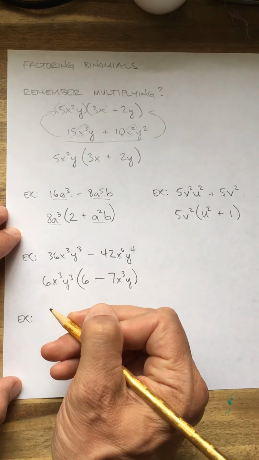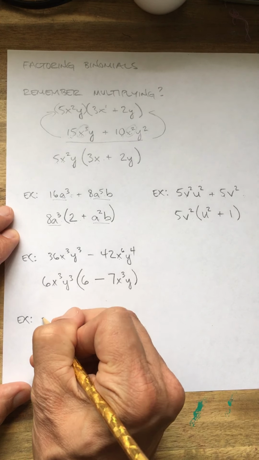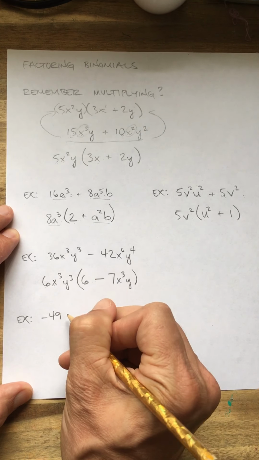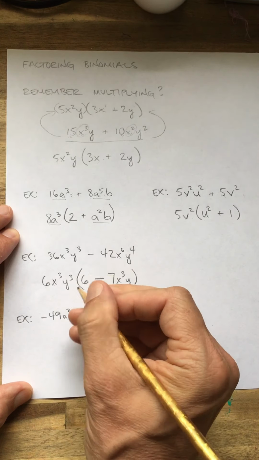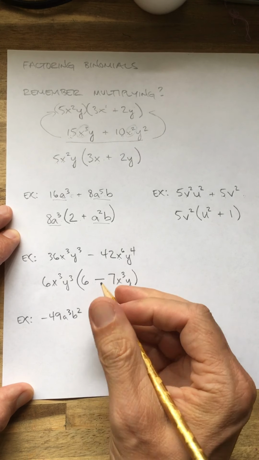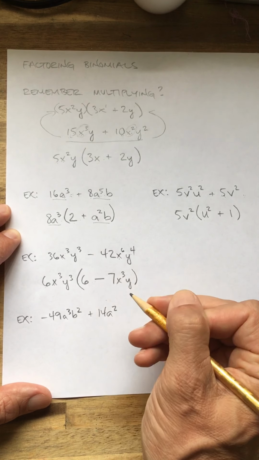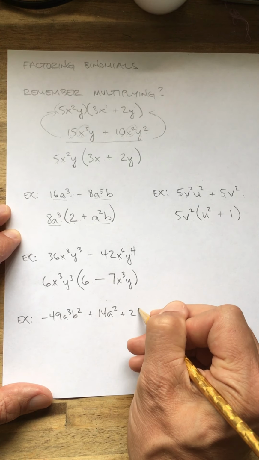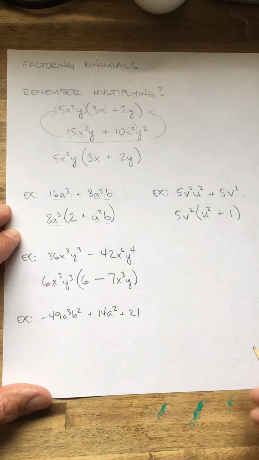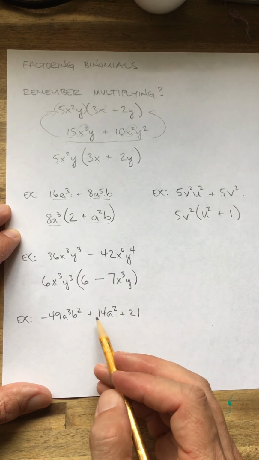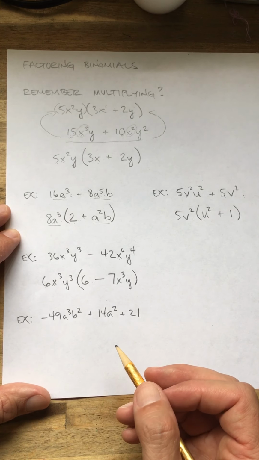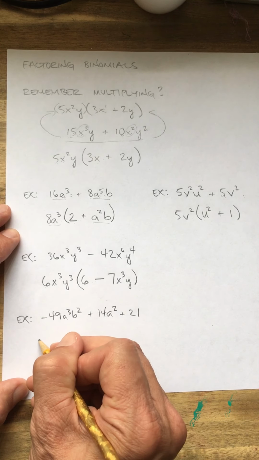Example. All right, negative 49a cubed b squared plus 14a squared plus 21. And this looks crazy. All right, look at all these numbers. What do they all have in common? Okay, I think 7, so we could put a 7 here.